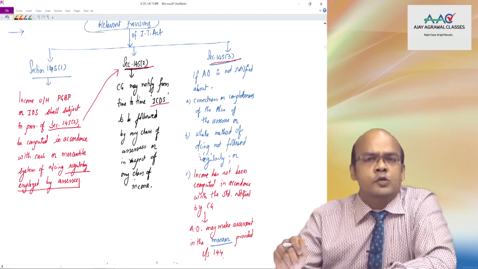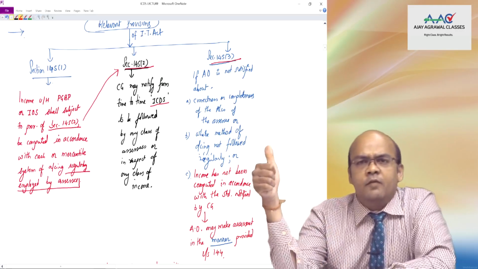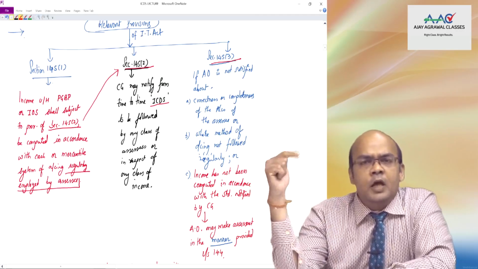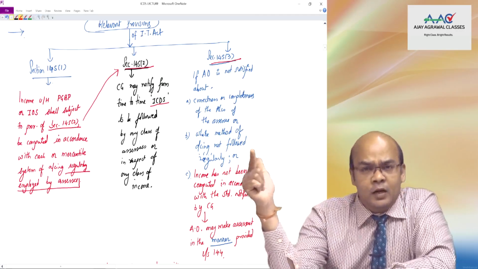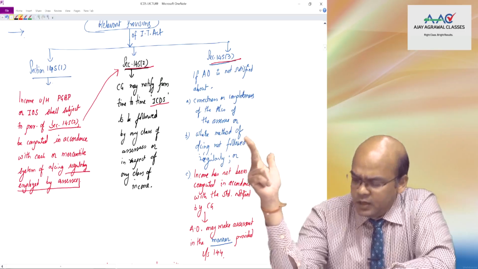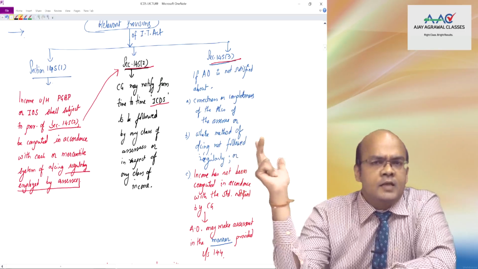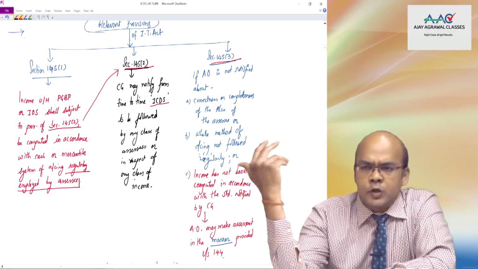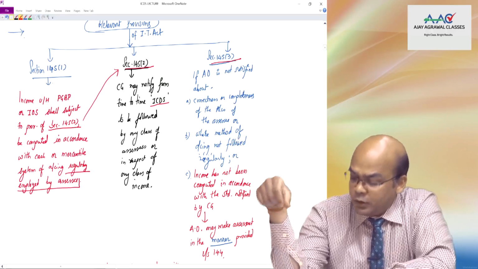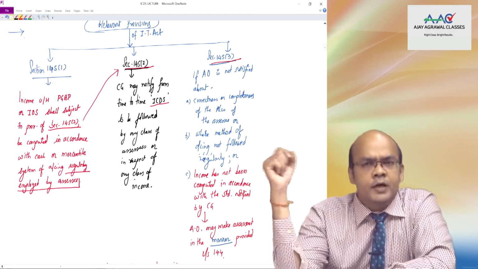AO कब आपकी books of accounts reject कर सकता है? When he rejects your books of accounts if they are found not correct and complete. If accounting system is not followed regularly, and third, if income is not computed in accordance with ICDS. अगर ICDS applicable and if you have not done in accordance with the ICDS, then also AO can reject it. We are discussing for the third point, that is C point, we are discussing this provision again. This we have already discussed.